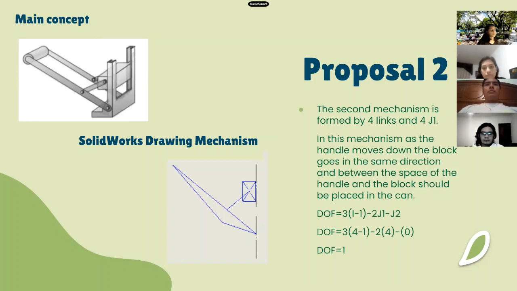For proposal number 2, we have this mechanism that is formed by 4 links and 4 full joints. In this mechanism, as the handle moves down, the block goes in the same direction, and between the space of the handle and the block, there should be placed a can. As you can see from the calculations, this mechanism also has 1 degree of freedom.